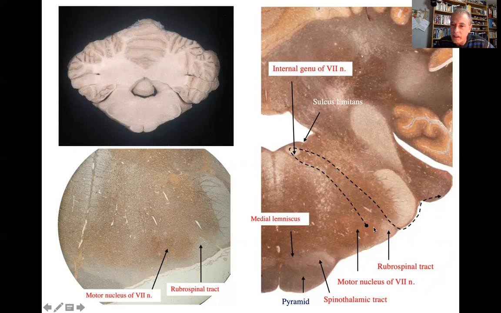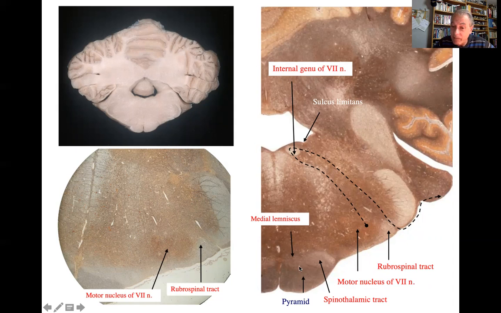So these fibers from the motor nucleus of the facial nerve, they go up, they go around the nucleus of the abducens nerve. They form what is known as the internal genu of the facial nerve, and they go down to live between the spinal tract of the trigeminal nerve and the rubrospinal tract. Okay, this is the motor nucleus of the facial.